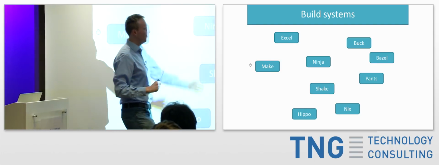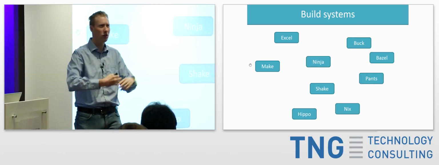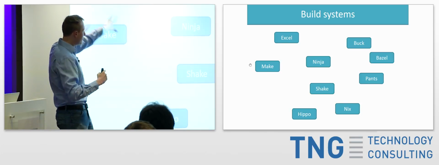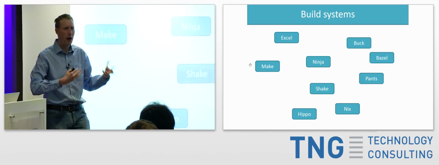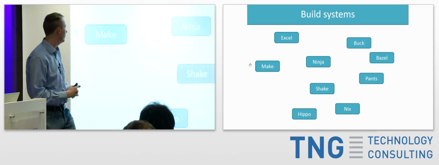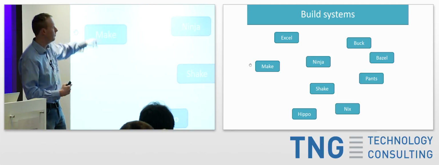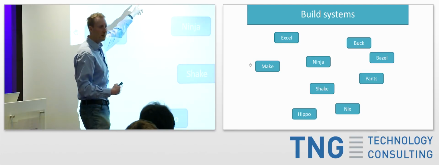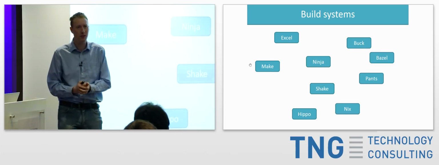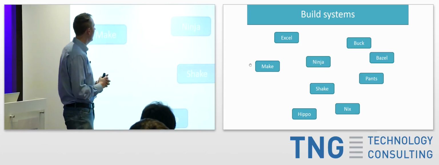There are lots of build systems, and this is just a tiny fraction. Wikipedia has a page of hundreds of build systems. I've grouped them based on a bit of their history and how they came to be and who invented them and when. So you've got Make, really old, the first one. You've got Excel, the classic Microsoft spreadsheet. Well, that's actually just a build system if you think about it in slightly crazy terms.